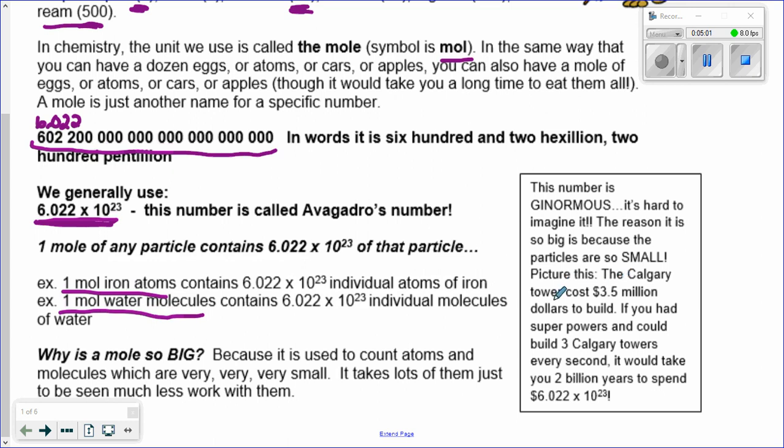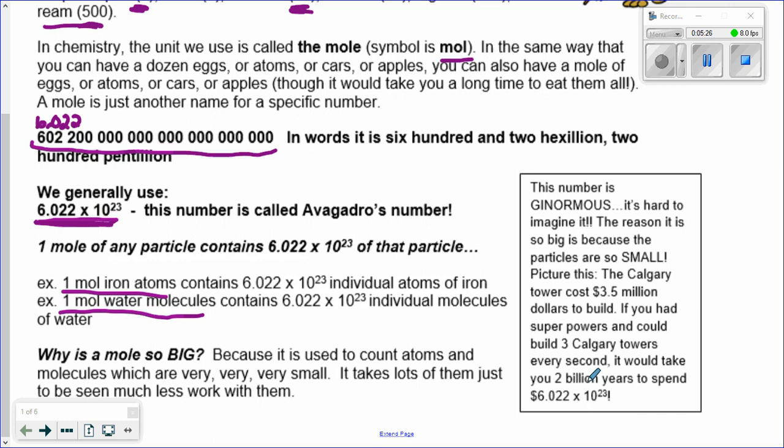cost $3.5 million to build. If you had superpowers and could build 3 Calgary Towers every second, it would take you 2 billion years to spend 6.022 times 10 to the power of 23 dollars. So building 3 Calgary Towers every second, it would take you over 2 billion years.